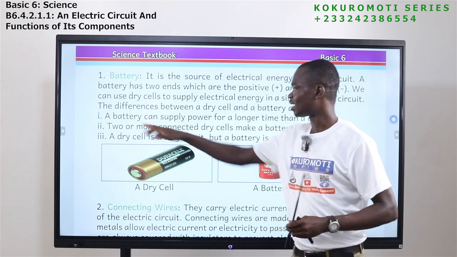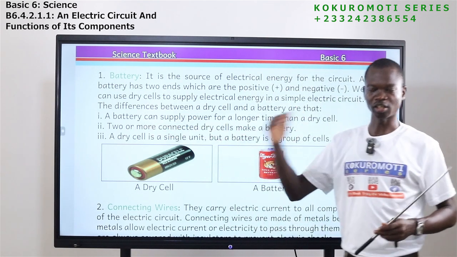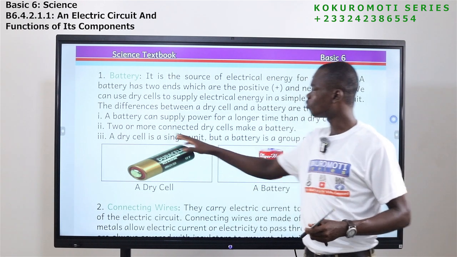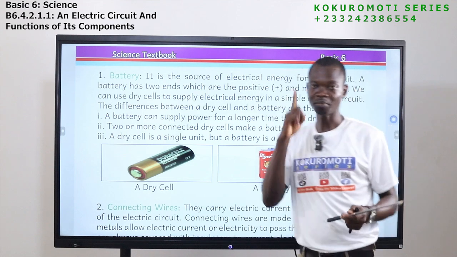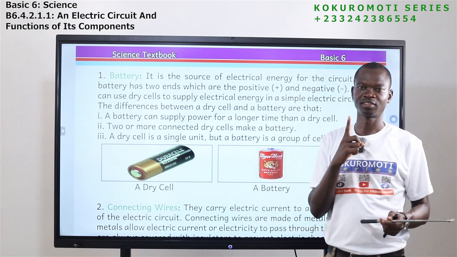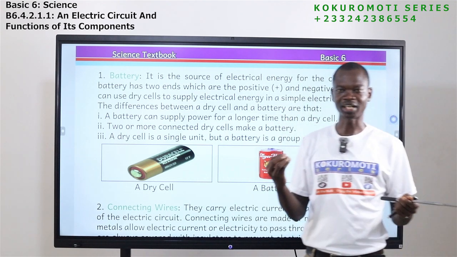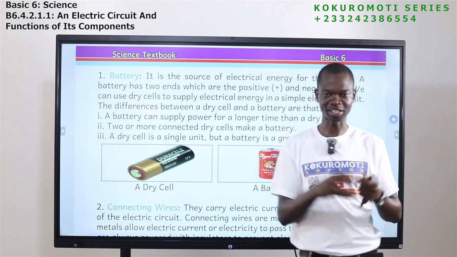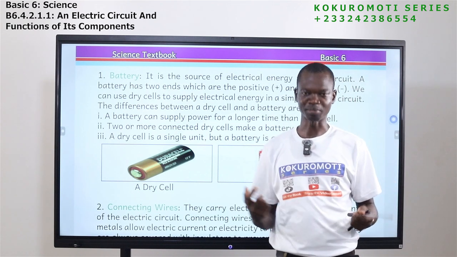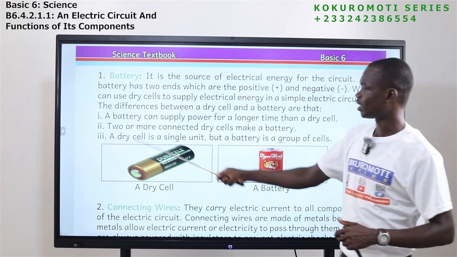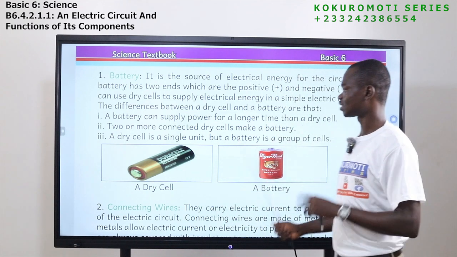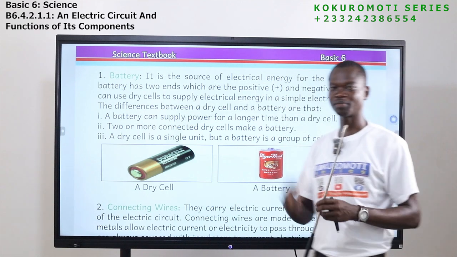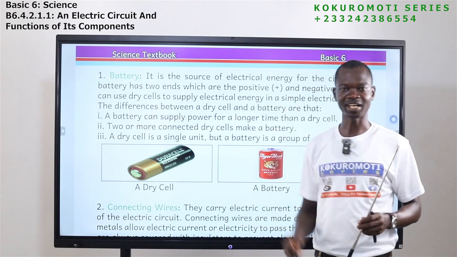One of them is that a battery can supply power for a longer period of time than a dry cell. Two or more connected dry cells make a battery. So one battery is just what? Two or more what? Dry cells. If you have two or more dry cells and you put them together, it forms what? A battery. Okay, and then the last one, a dry cell is a single unit, but a battery is a group of cells. So every battery is a group of cells, but a dry cell is just one.